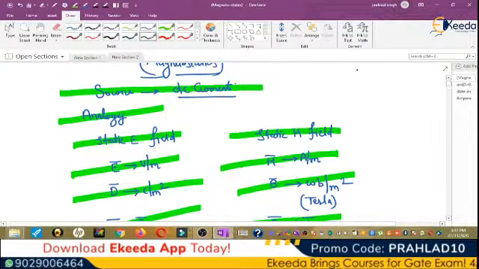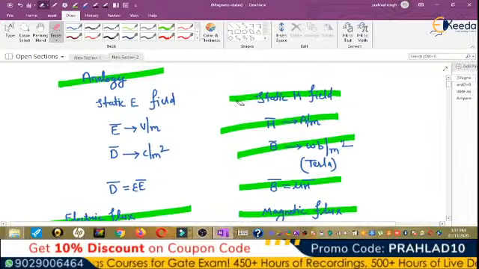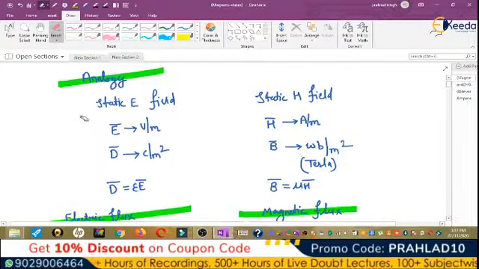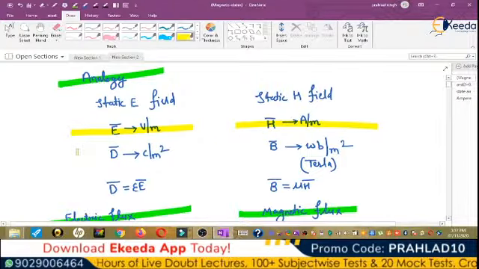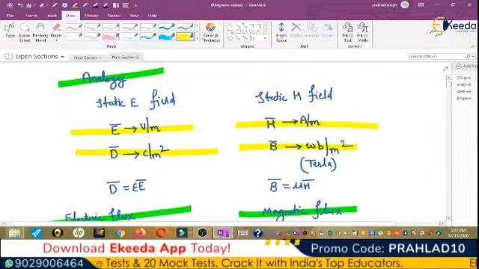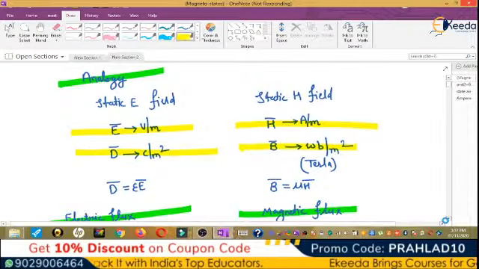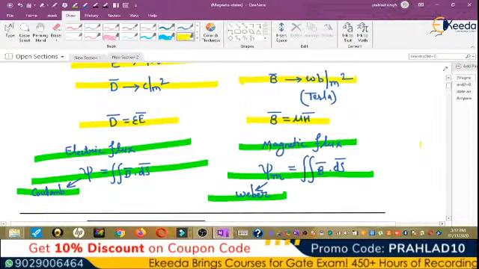We start with magnetostatics. The source is DC current. What is the analogy between the static electric field and magnetic field? For the static electric field, electric field intensity is defined as E vector, which is volt per meter, and here magnetic field intensity H is in ampere per meter. Here D, electric flux density, is coulomb per meter square. And here is B, magnetic flux density, in Weber per meter square. It is also called Tesla. So D is equal to epsilon into E, and B is equal to mu into H.